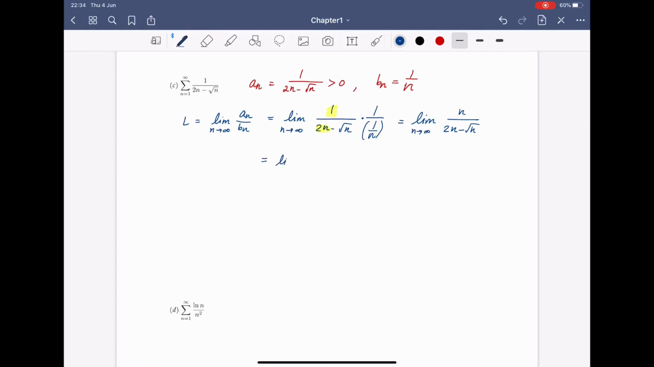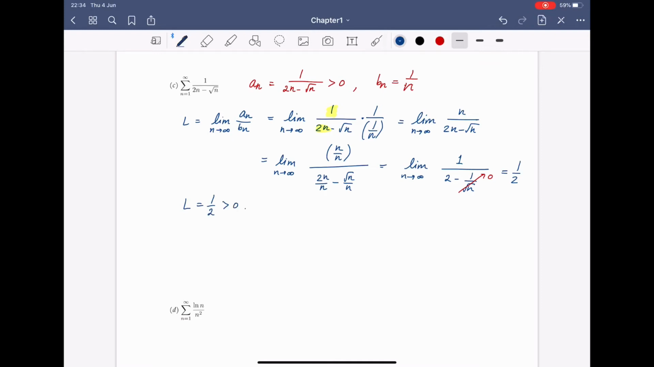And then I can divide everything by n. So I have n over n on the top. The bottom I have 2n over n minus square root n over n. And this thing is going to be the limit of 1 over 2 minus 1 over square root n. Easy, because this thing goes to 0 when n goes to infinity, and this is just 1/2. So it means your L is equal to 1/2, that is bigger than 0.